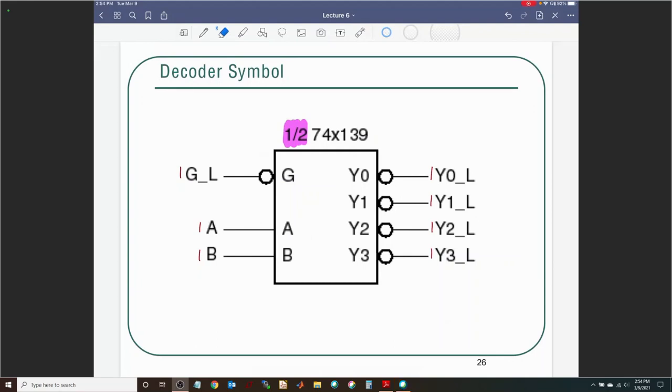Let me also try to do this while we are here. I will say, this is high, this is a 0, and this is a 1. What are the outputs? All 1s, everything inactive. Inactive, inactive, inactive, inactive. Reason for that? Disabled decoder.